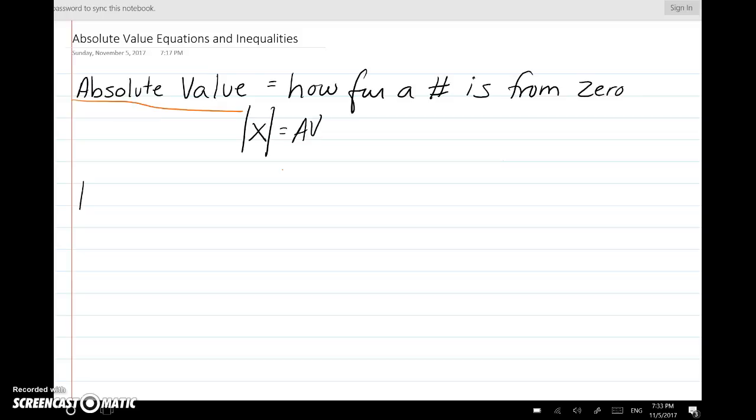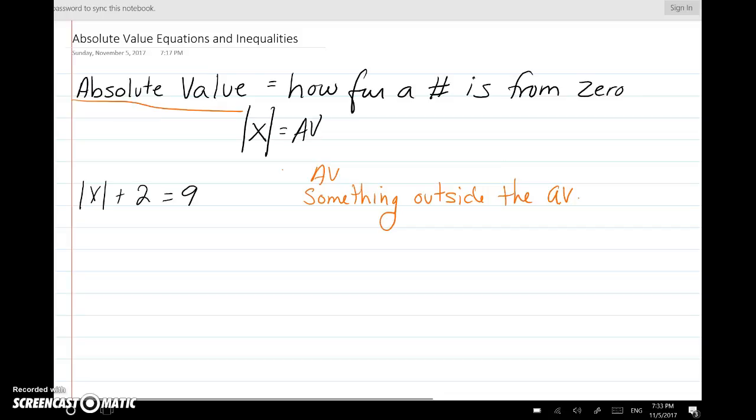Okay, our first problem is going to be the absolute value of x plus 2 equals 9. Now, in this problem, we have an absolute value and we have something happening outside the absolute value. This is a big deal because we're going to see problems where things are happening all inside the absolute value, and we solve those in a different way. So keep track of what we're doing. It's going to make a difference in how we solve things.